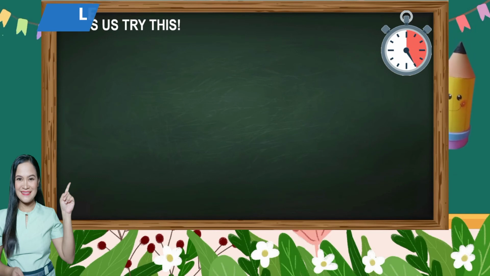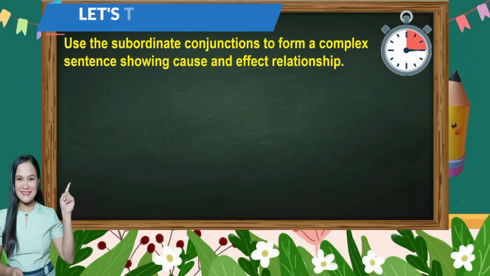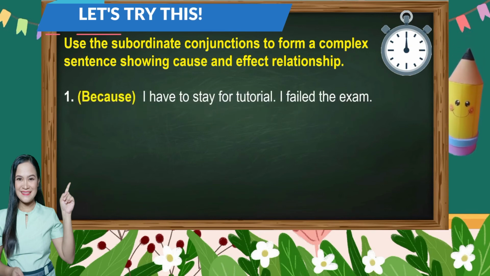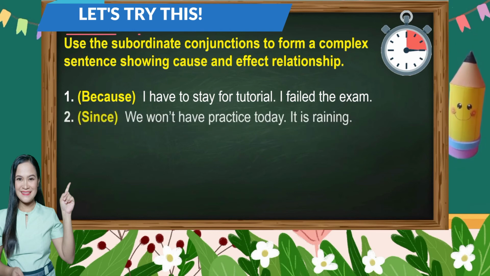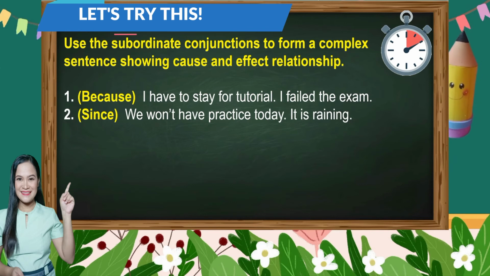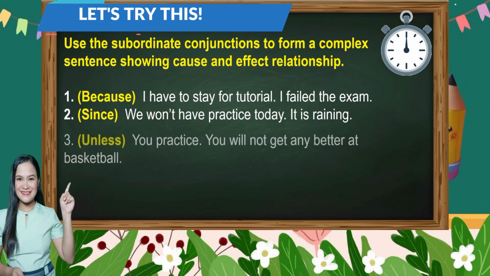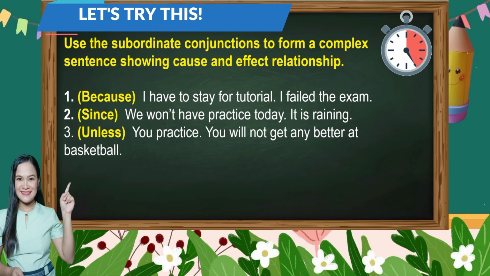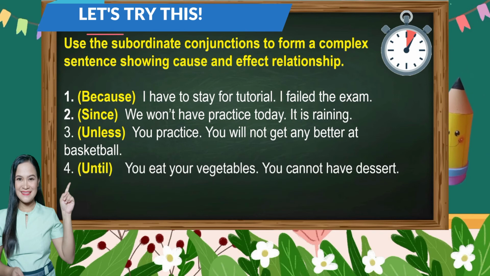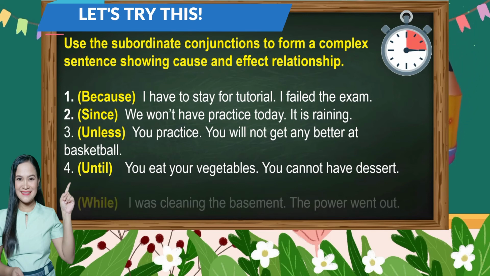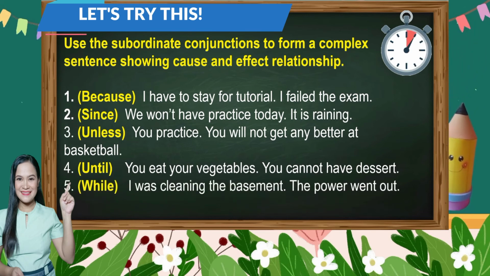Now let us try this activity. Use the subordinate conjunctions to form a complex sentence showing cause and effect relationship. Number 1, because I have to stay for a tutorial, I failed the exam. Number 2, since we won't have practice today, it is raining. Number 3, unless you practice, you will not get any better at basketball. Number 4, until you eat your vegetables, you cannot have dessert. And number 5, while I was cleaning the basement, the power went out.